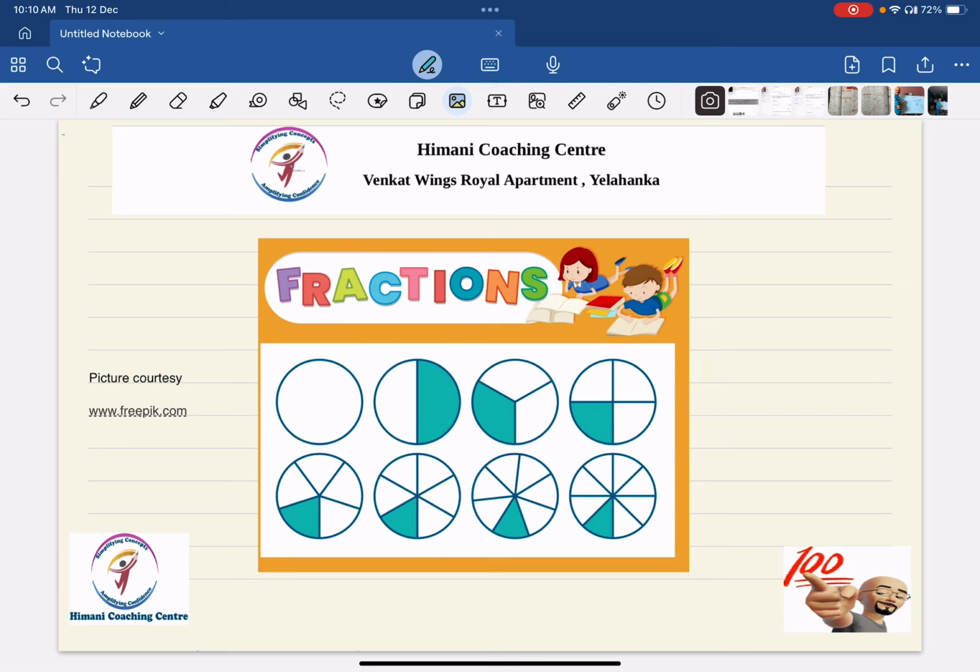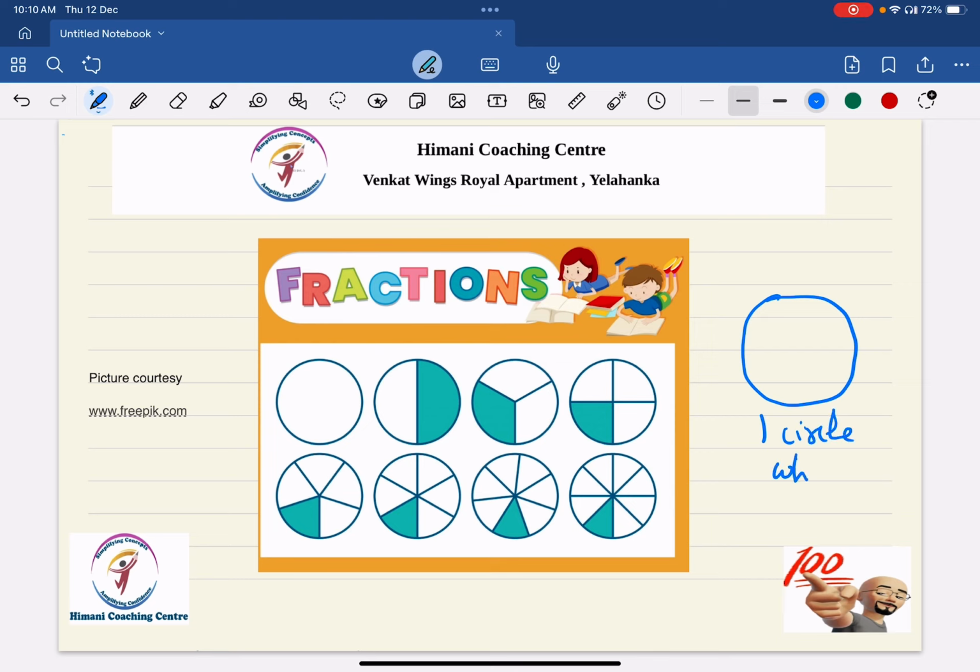Now let us talk about fractions. So see, what are fractions? If I give you, let us say I make one circle. So this is one circle, a whole complete circle. Now if we divide it into two equal halves, this half and this half are equal.